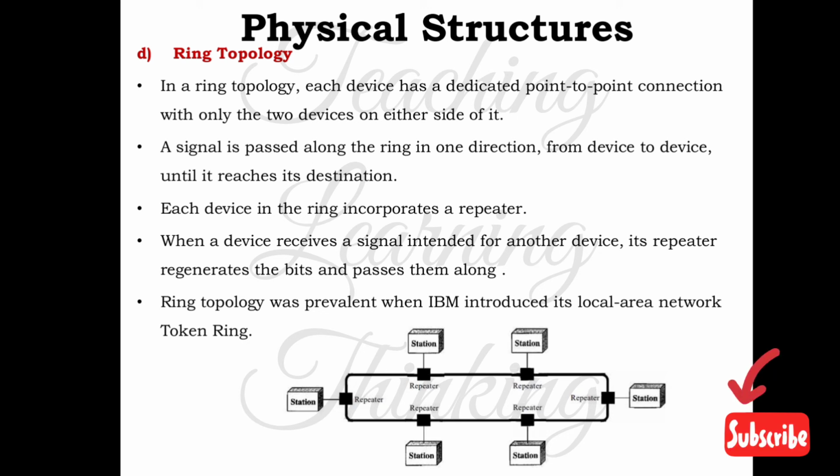Ring topology was prevalent when IBM introduced its local area network, Token Ring. So ring topology is mainly used in the local area network Token Ring introduced by IBM.